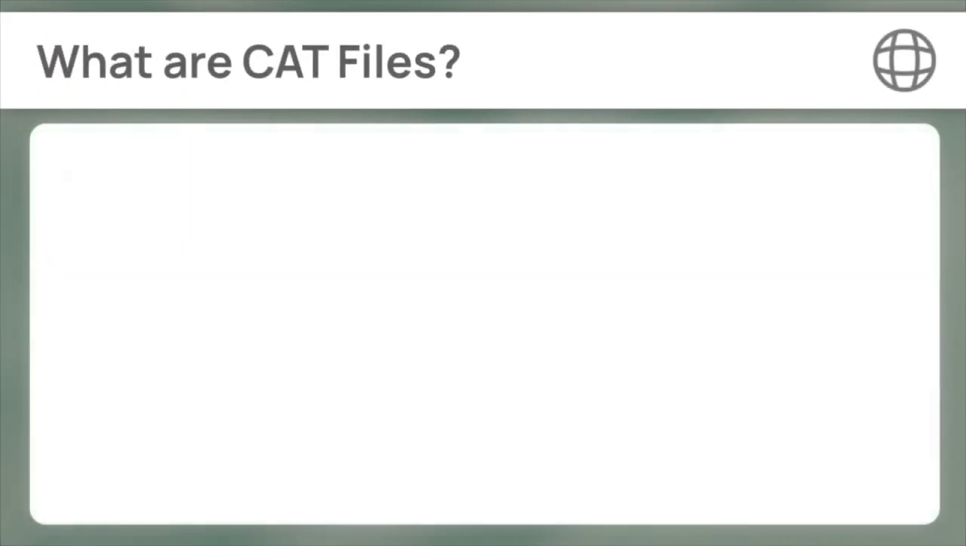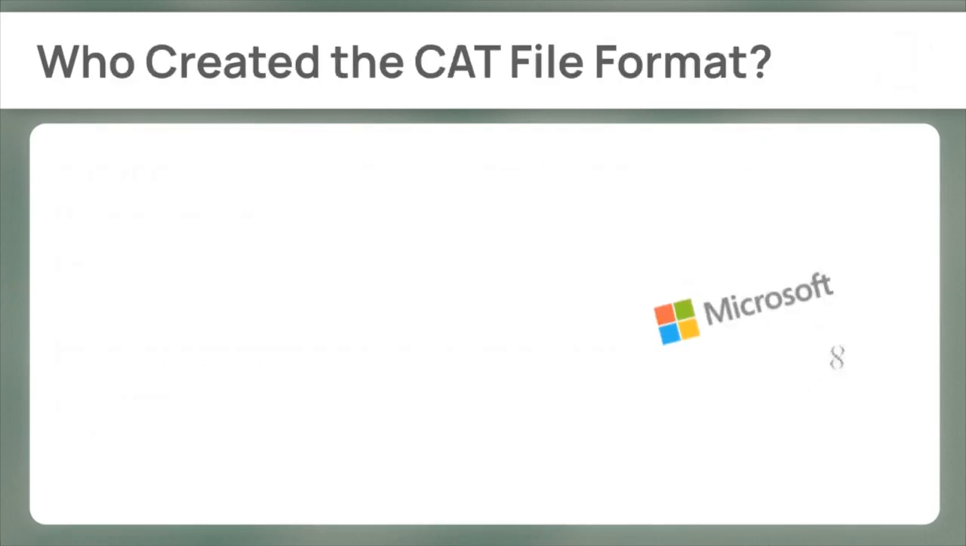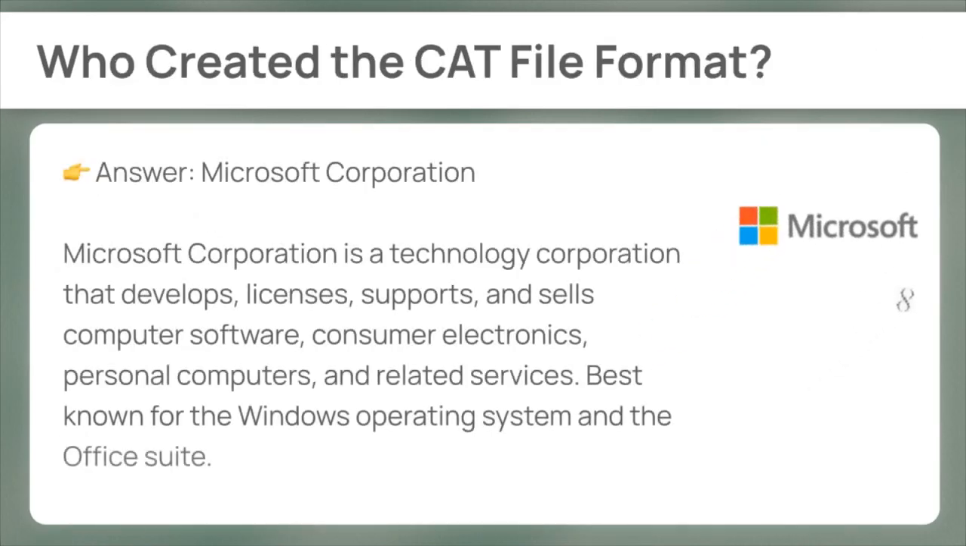A CAT file serves as a security catalog, primarily used by Windows operating systems to verify the authenticity and integrity of software and drivers. These catalogs contain digital signatures and cryptographic hashes, ensuring that files haven't been tampered with since their original release. This helps prevent the installation of malicious or corrupted software.